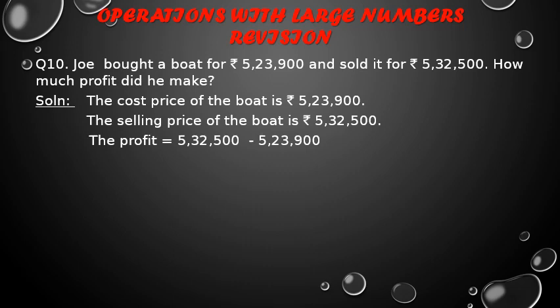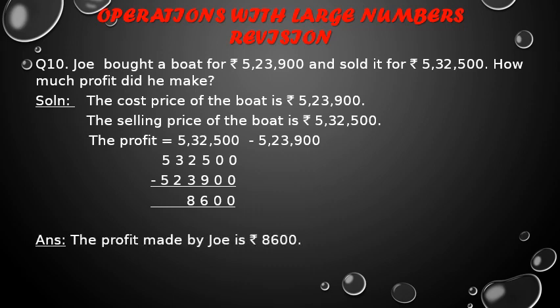5,32,500 minus cost price, which is 5,23,900. So when we subtract 5,23,900 from 5,32,500, what do we get? We get 8,600. So the profit made by Joy is rupees 8,600.